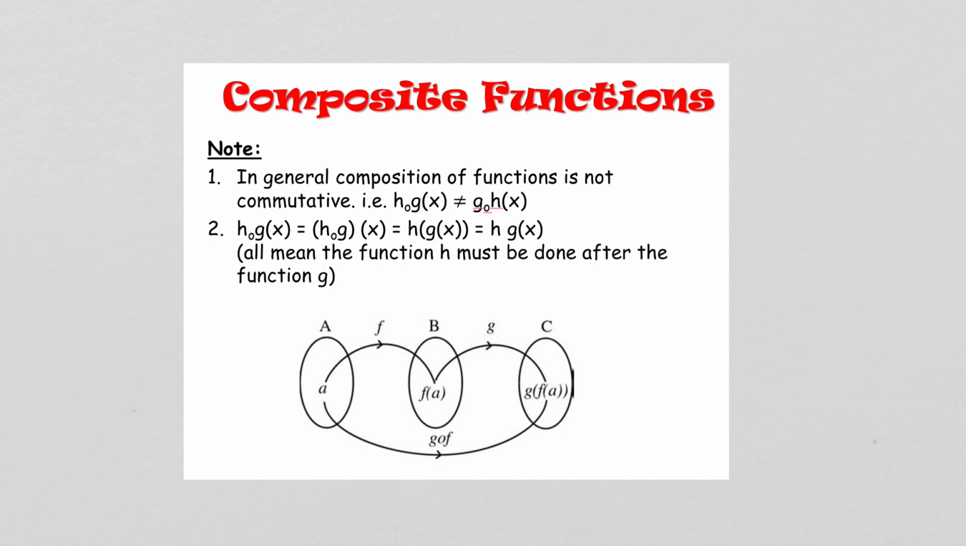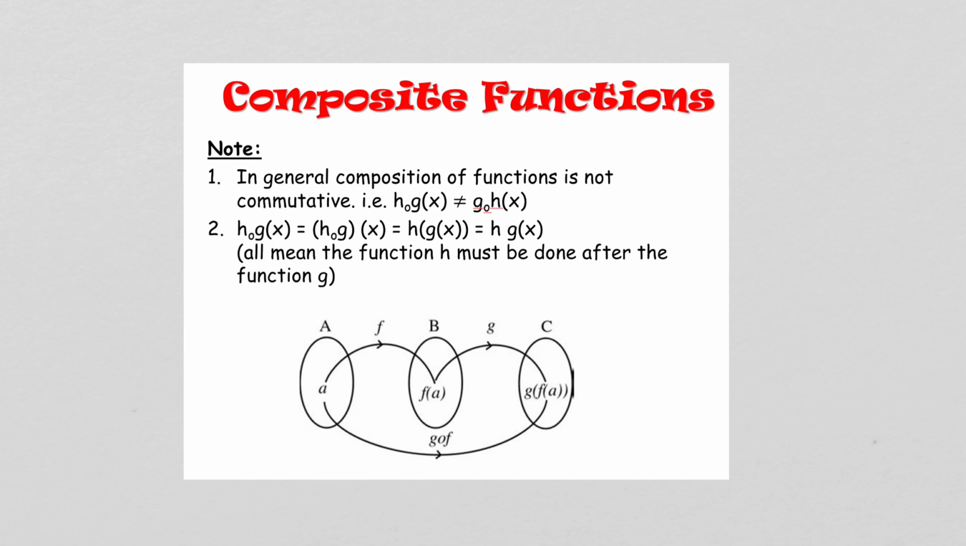h after g of x is the same as writing h after g and then of x, which is also the same way of writing: put x into g and then put it into h, and that can also be written as hg of x with no circles. So basically all of these mean the same thing. It's just that the question can be written in these different ways, so you have to recognise that this all means the same thing. They all basically mean that we have to do h after g.